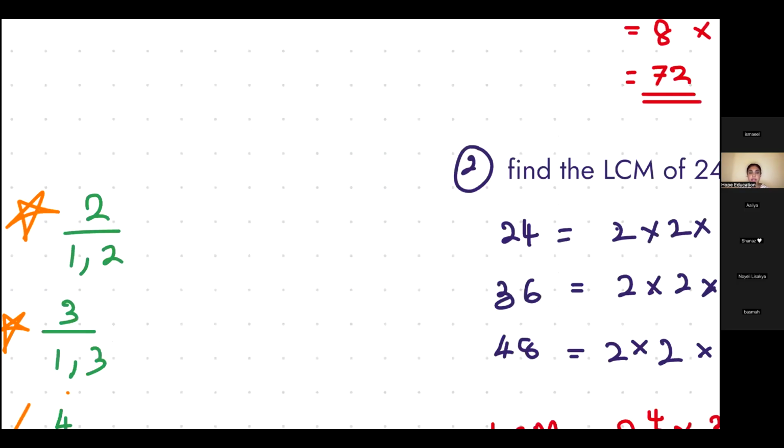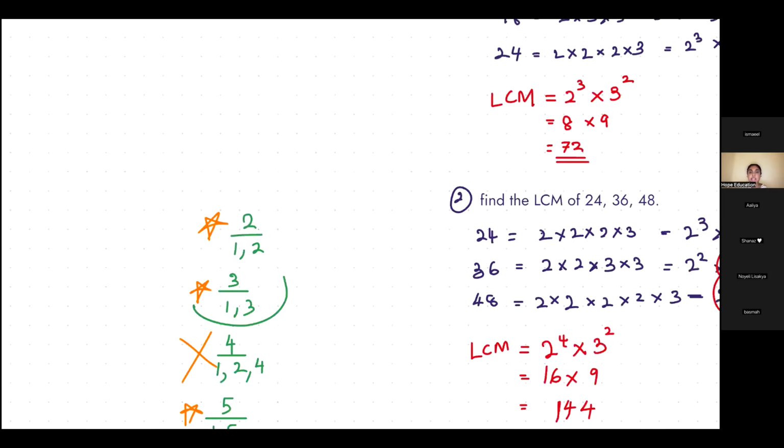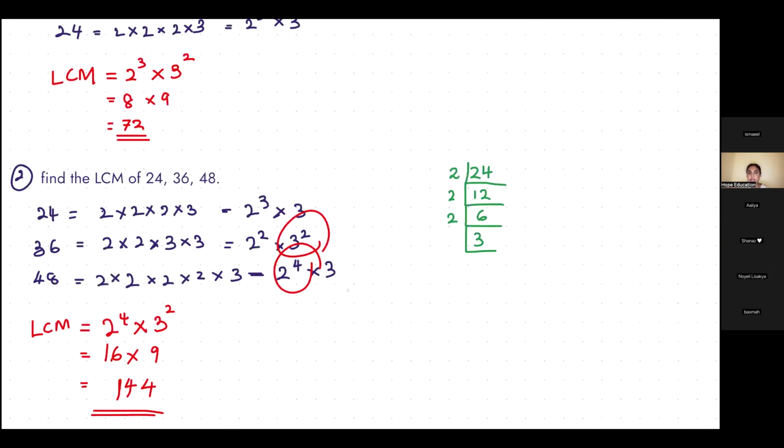After 2, the next prime number is 3. And we try to divide this by 3 and we can see it divides by 3.